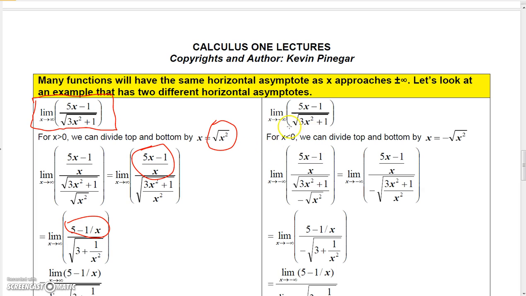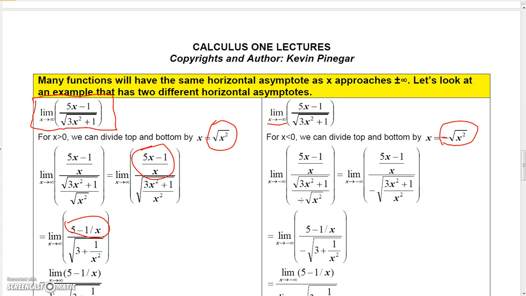Now, what's tricky is when you let x go to -infinity. Because if x is going to -infinity, when you divide by x, you've got to make sure x is a negative value. Well, the square root of x squared can't be negative unless we have a negative coefficient in front of it. So we're still going to divide x into this just like we did before, but when we divide x into this radical, we're going to use minus the square root of x squared, because that's going to be the same as x if x is a negative number.